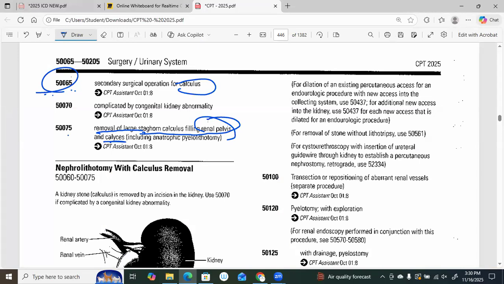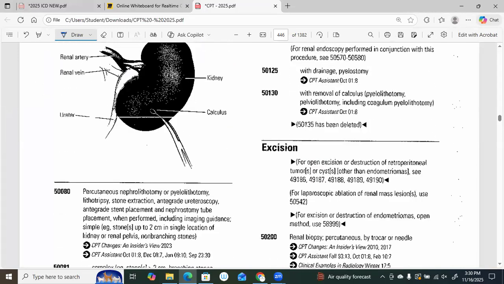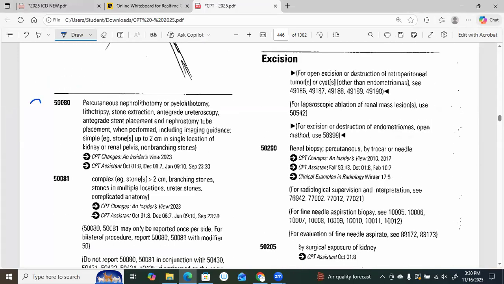Now let's move further. Next section we have nephrolithotomy with the percutaneous approach. Earlier, we studied the open approach, where I told you from where we have to make the incision and everything. In this, we are going to bill the percutaneous approach. Percutaneous means through the skin.